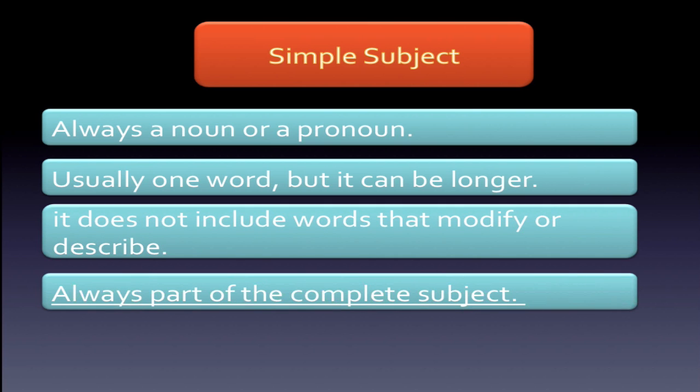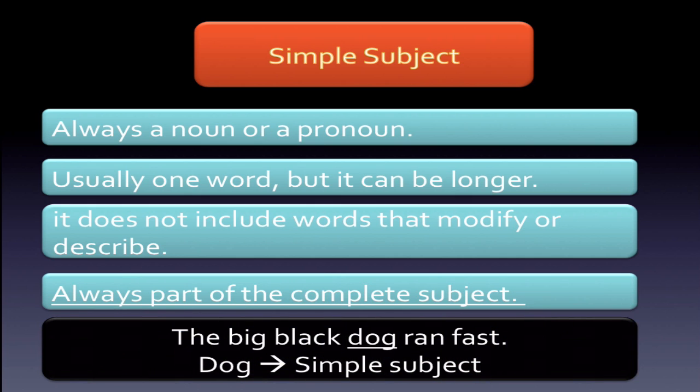It is always part of the complete subject. Let's take a look at an example. The big black dog ran fast. So what is the subject here? What is the noun or pronoun in here? The dog is the noun. The simple subject doesn't include anything that describes it. I have big and black, so no, I cannot include these in my simple subject. So just the simple word, dog, is your simple subject.